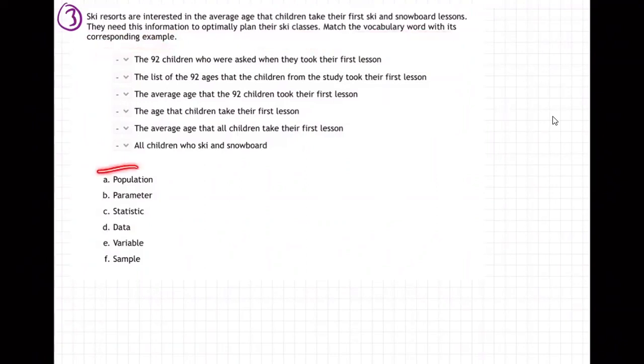Okay, so now we're going to get into a bunch of different words. What are these all about? Well, so first off, we have the word population. So the population is going to be the large group, or the whole group. The whole group of interest.